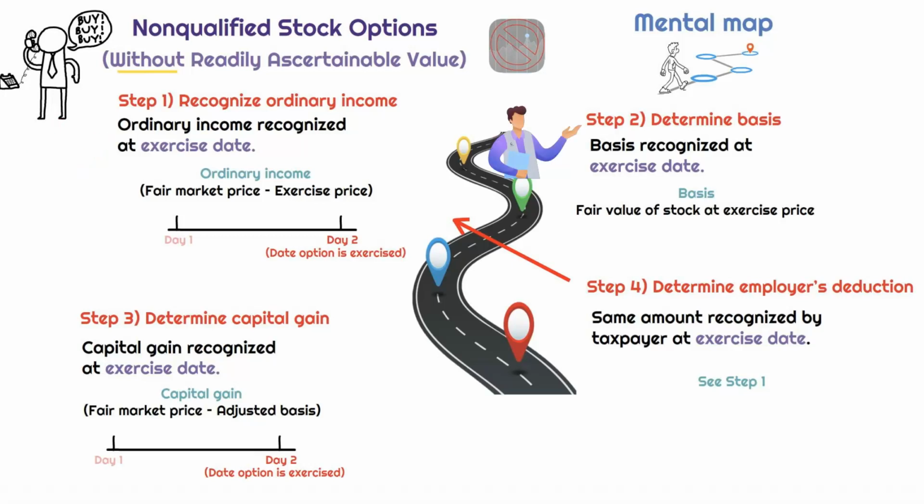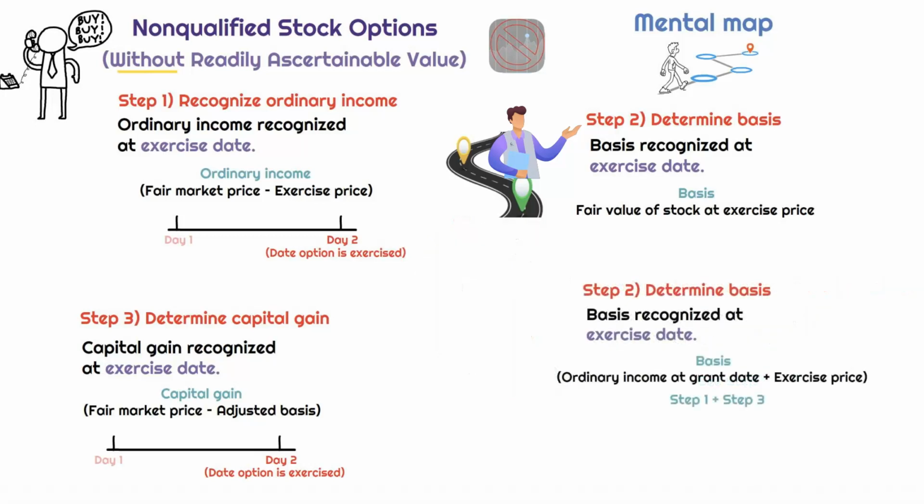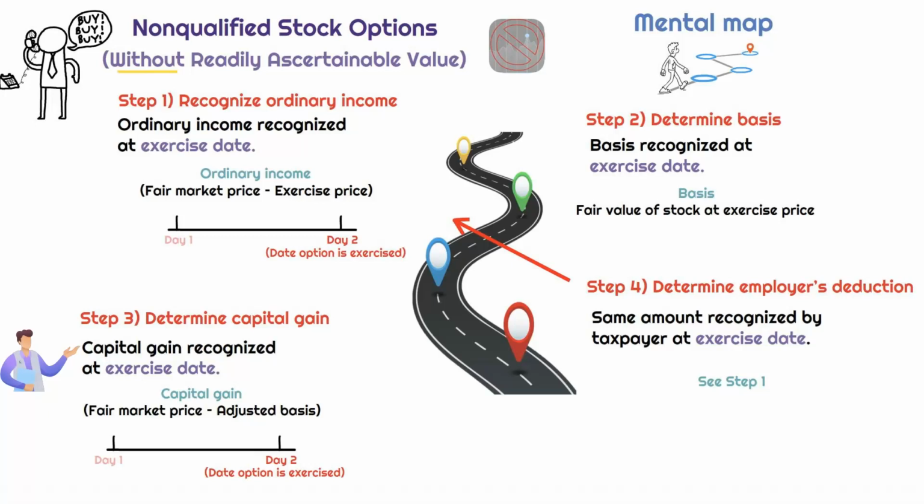Okay, so step 2 is determining the basis. Okay, so the basis of the stock is going to be determined as the fair market value of the stock when the option is exercised. Okay, so the basis is going to be the fair market value of the stock when that stock option is exercised. Okay, so that's important to keep in mind. This would be different from the calculation of basis had the non-qualifying stock option had a readily ascertainable value, right? If it did have a readily ascertainable value, we would take ordinary income from step 1 and add it to the amount as of the exercise price. Okay, so just important to see the key differences.